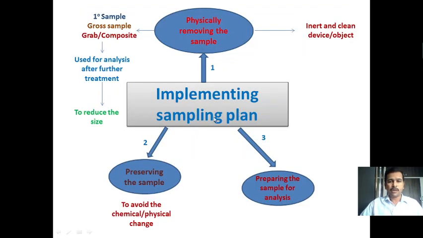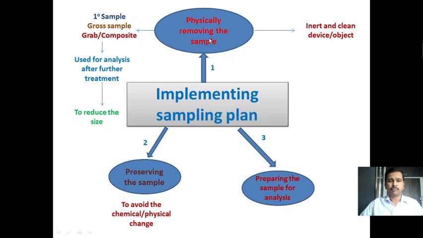So we have to understand the principal steps in implementing the sampling plan. I can say that there are three important steps in order to implement any sampling plan, whether it is a solid, liquid or gaseous sample. The first step is, once we identify the target population, we have to remove the sample physically from the target population. Once the sample removal is done, that sample must be subjected to treatment and analysis.